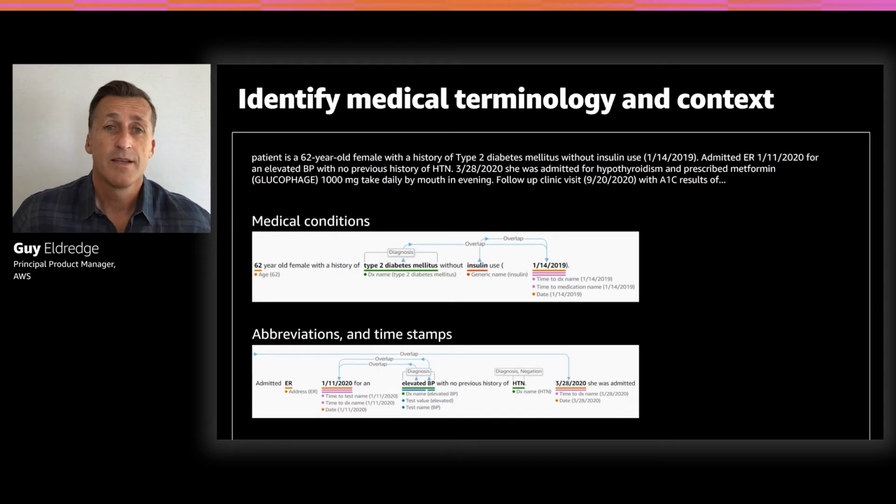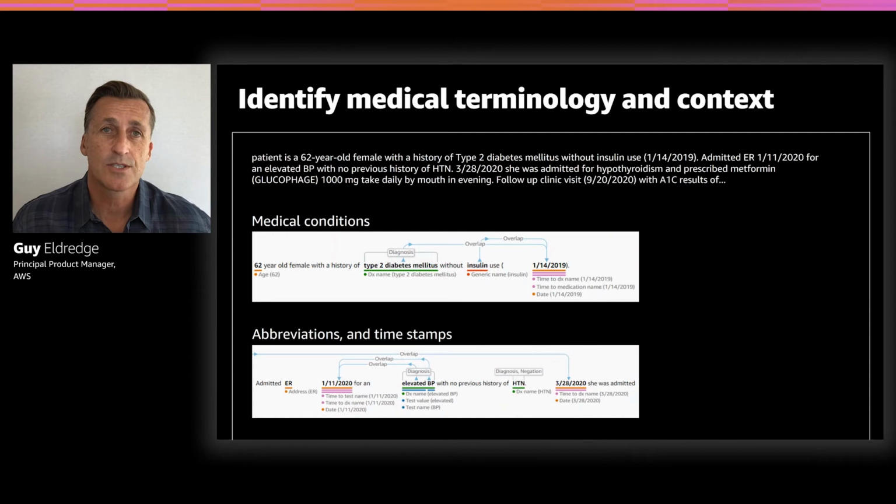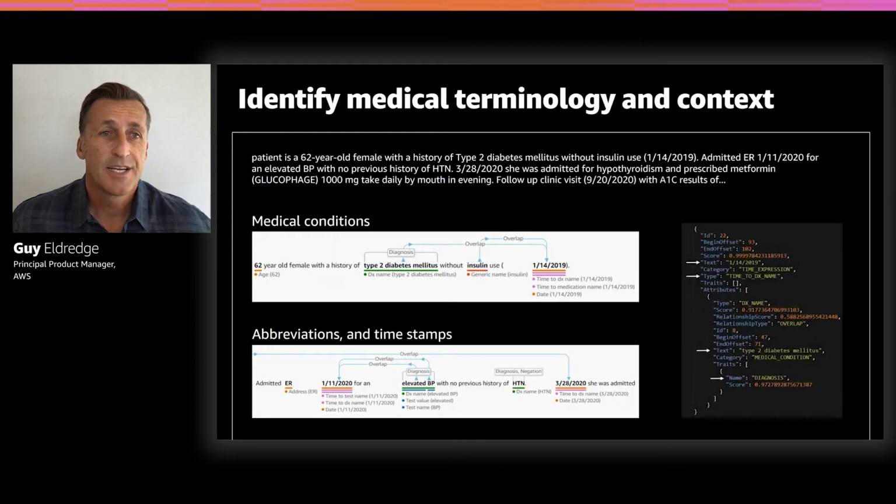For example, this note shows how to identify medical conditions such as diabetes type 2 and hypertension. It also identifies abbreviations like blood pressure, which is BP, and timestamps when the blood pressure was taken, or that there was no previous history of hypertension. All of this information is automatically structured and put into a JSON object that is then appended to the original text, providing you a detailed view of this information. Here's an example on the far right of that JSON text.